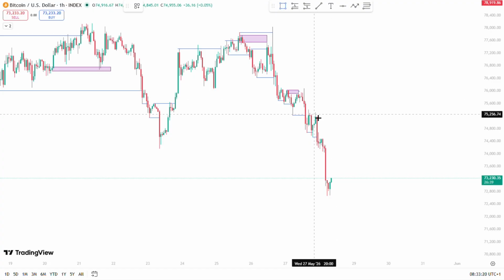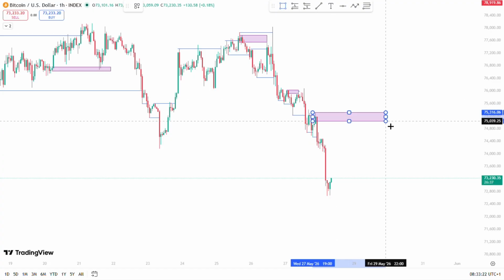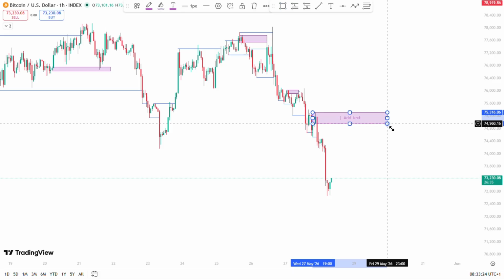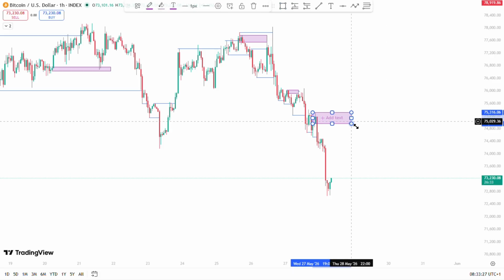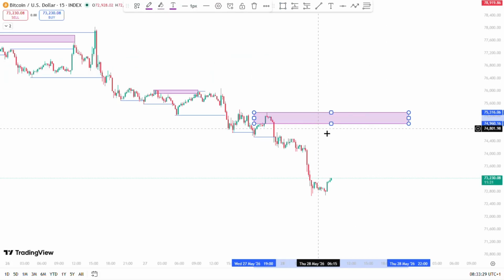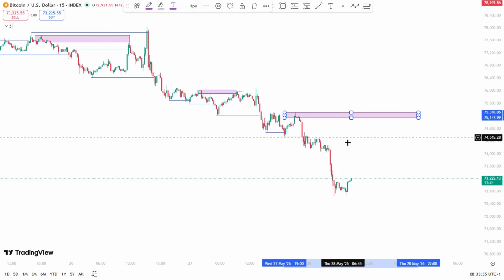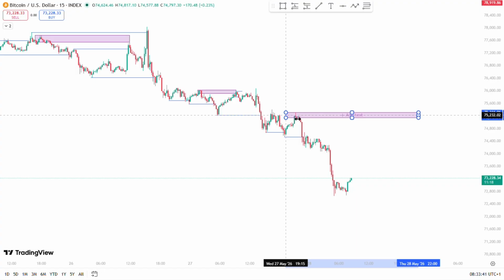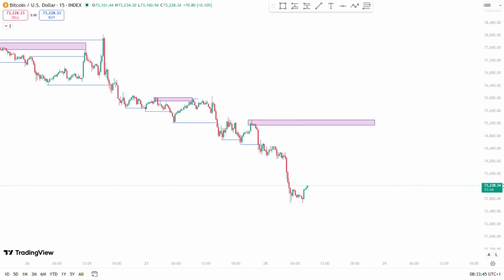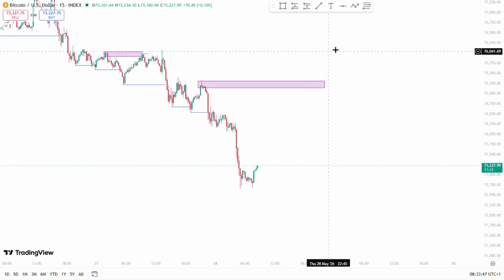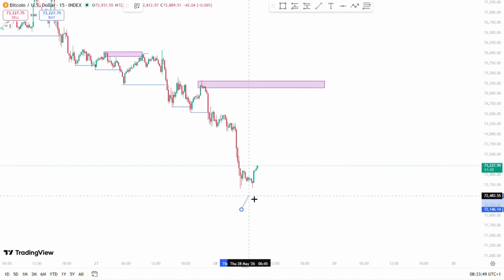So let's see, this is our 1 hour order block. Then we can resize it into something more precise on the 15-minute time frame. So on the 15-minute time frame, where would I want to be my point of interest? Okay, this should be my point of interest. But if you don't want to miss out, you can leave it on the 1 hour point of interest. But for me, I love precision. So this will be my analysis on BTCUSD.